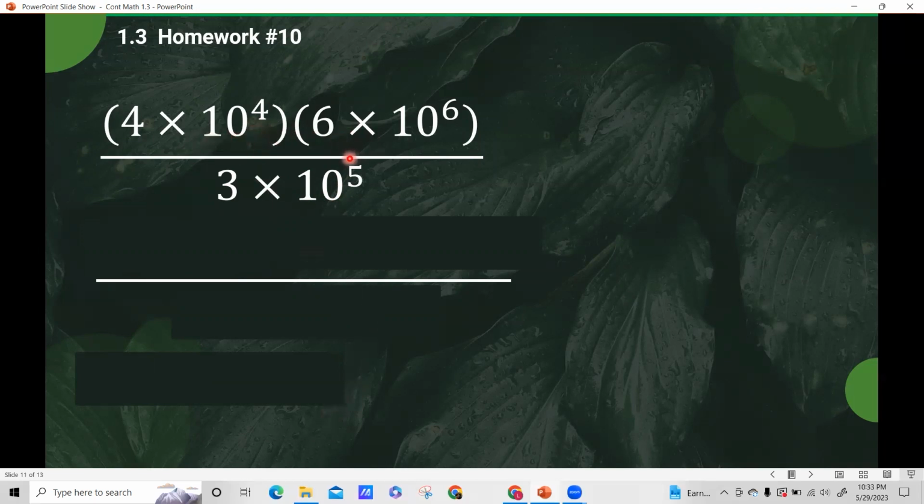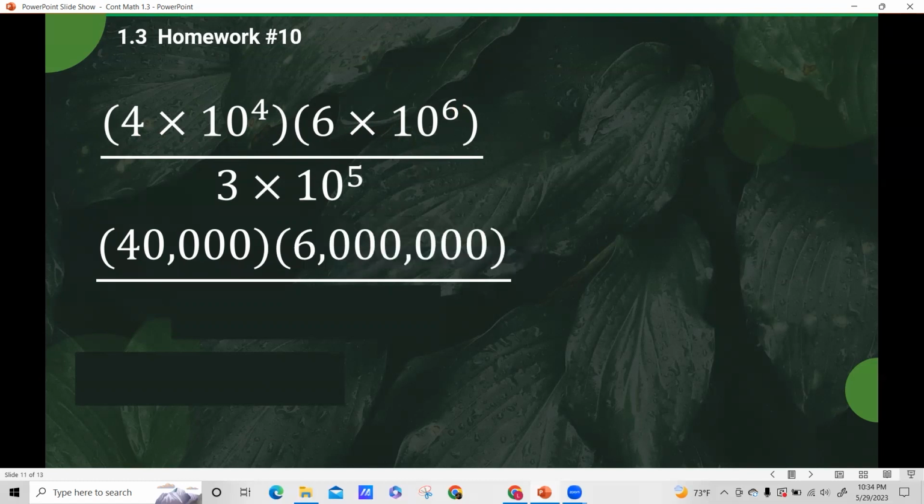We're going to take each individual part. So we're going to take 4 times 10 to the 4th. So let's take this out of scientific notation and put it in fixed point. 4 times 10 to the 4th is actually pretty easy. 4 times 10 to the 4th is just 4 with 4 more zeros. Okay, so 4 with 4 zeros is 40,000. And then 6 times 10 to the 6th is 6 with 6 zeros. So that would be 6 million. Okay. And then 3 times 10 to the 5th is 3 with 5 zeros. So you have 300,000.